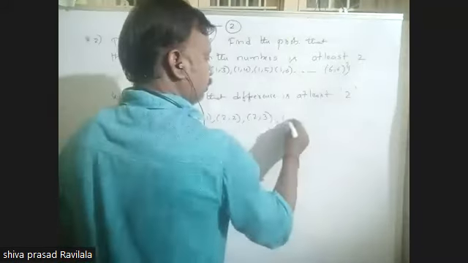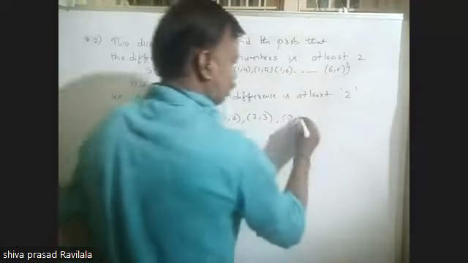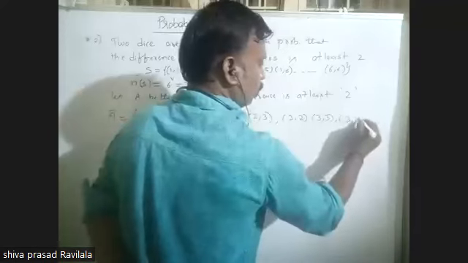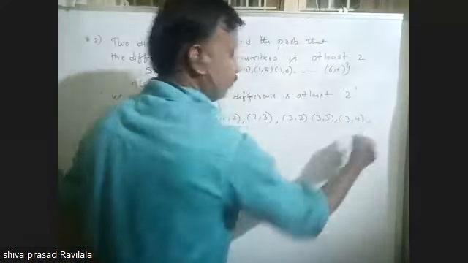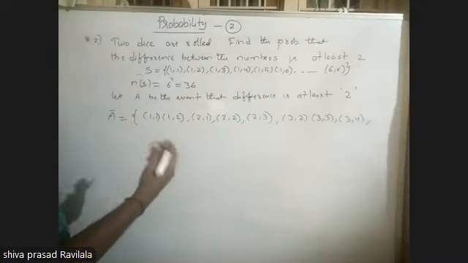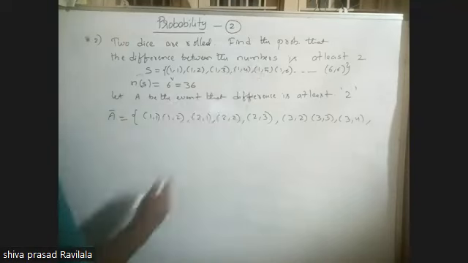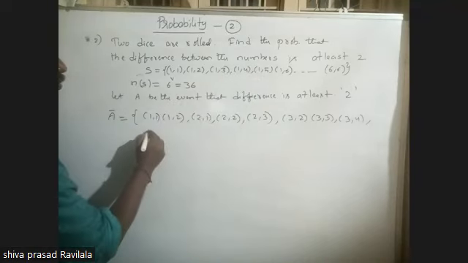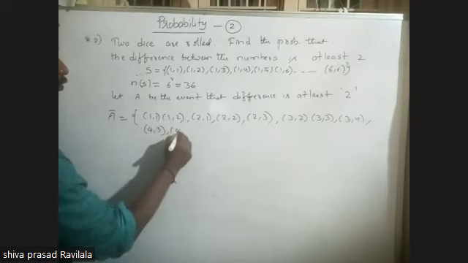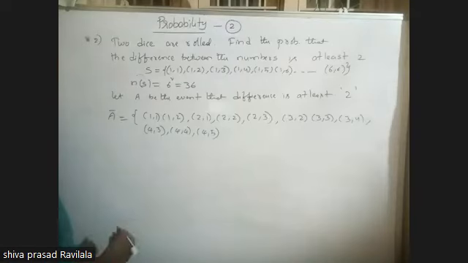Next, begin with 3. 3, 1 is not possible. Next, 3, 2 possible. 3, 3 possible. 3, 4 also possible. And next one, 4, 1 not possible. 4 minus 1 is equal to 3. 4, 2 not possible, that is 2. At least 2 is satisfied. Next one, 4, 3. 4, 4. 4, 5. 5 minus 4 is 1.